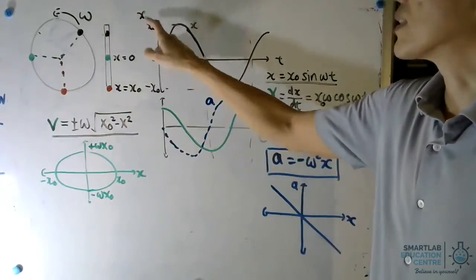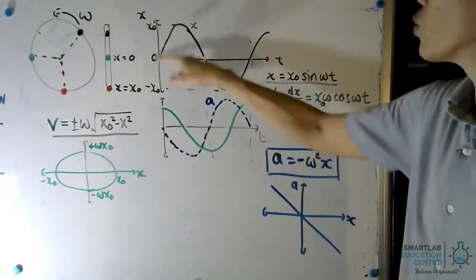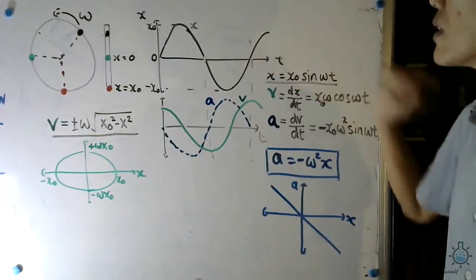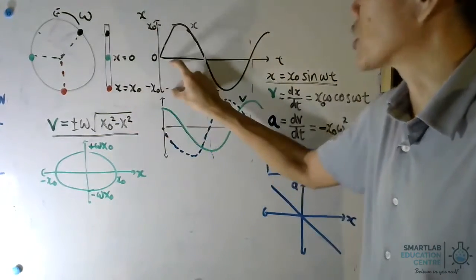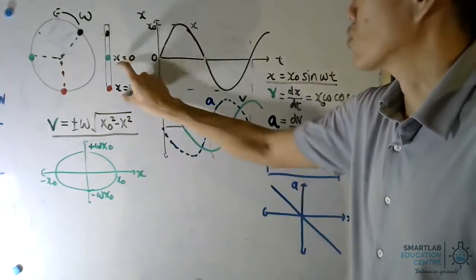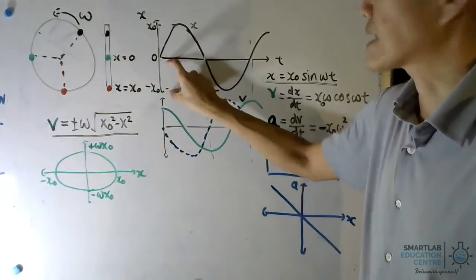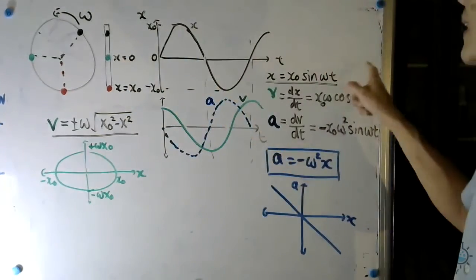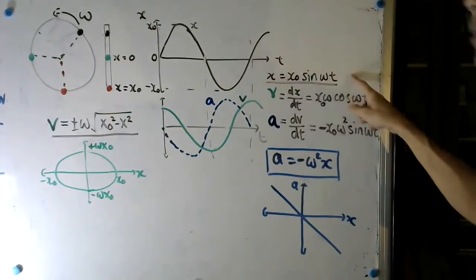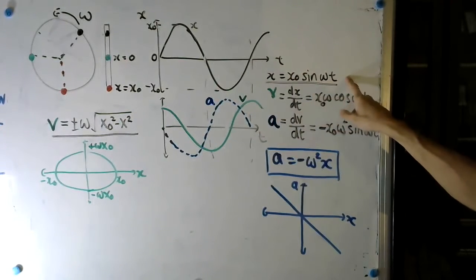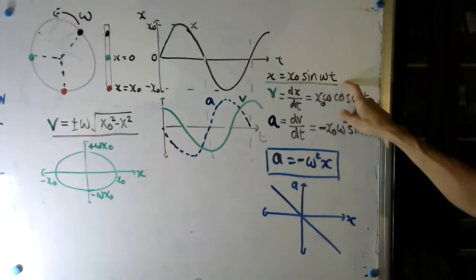If you were to plot the displacement versus time graph, you will get a sinusoidal curve, and x0 is the amplitude for the displacement. The displacement for simple harmonic motion is modeled as x equals x0 sine omega t. This formula is given in the datasheet.